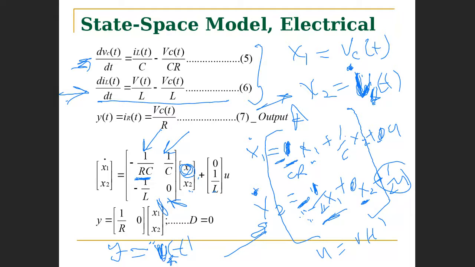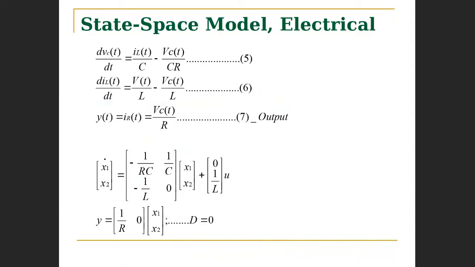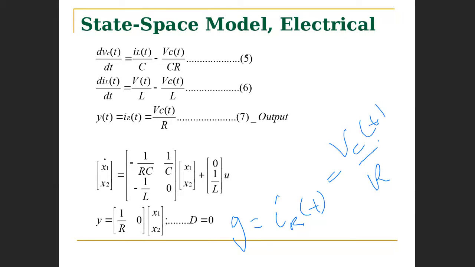We went through earlier about substituting, because IR is not a state variable. So I'm going to erase this, please bear with me. Once I press erase, everything goes. So y is equal to IR of t. IR is not a state variable, so I have to substitute. It's equal to VC of t over R. VC is a state variable.